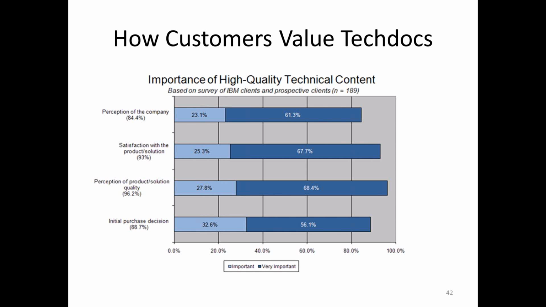96% said the quality of tech docs was important or very important to their perception of the quality of the product. And then finally, almost 90% said the tech docs were important and very important to their initial purchase decision. That number I find perhaps strains belief a bit, but it's a powerful number. It shows just how important it is to the purchase decision. That may be the most powerful number in this entire presentation, and it's almost buried on this slide. So you should draw that out when you present it.